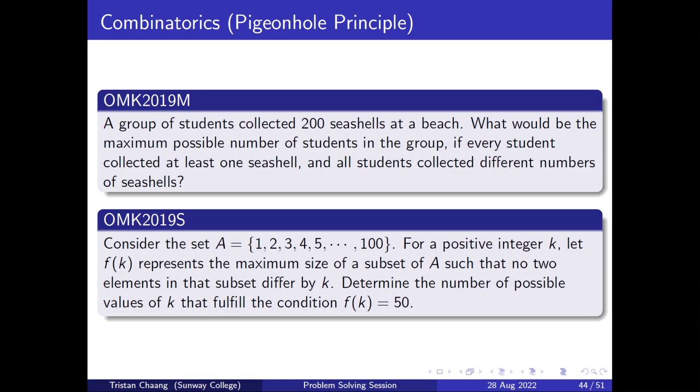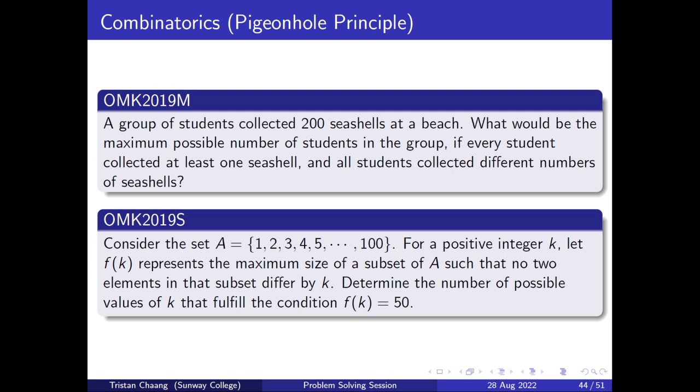oh yeah, so the second one is another pigeonhole problem. Wait, no. The second one is also a section A problem, apparently. There's this set A, 1 to 100, and Fk, for positive integer k, represents the maximum size so that no 2 elements in the subset differ by k. It's like the pigeonhole principle problems that we said before. It's like a procedure where you pick stuff from a large box, and you don't want some of them to have some property. So here the property is you don't want them to differ by k.